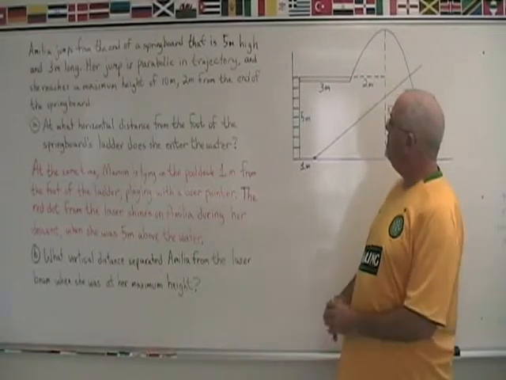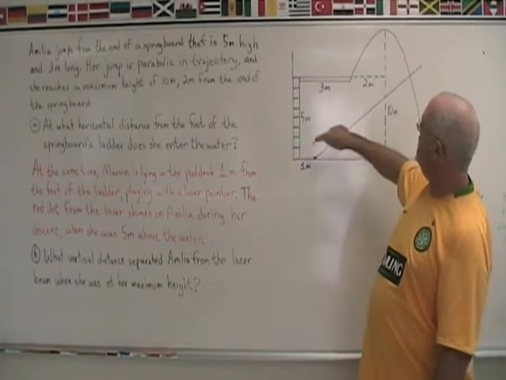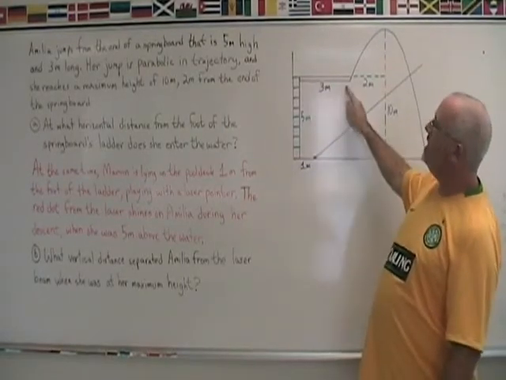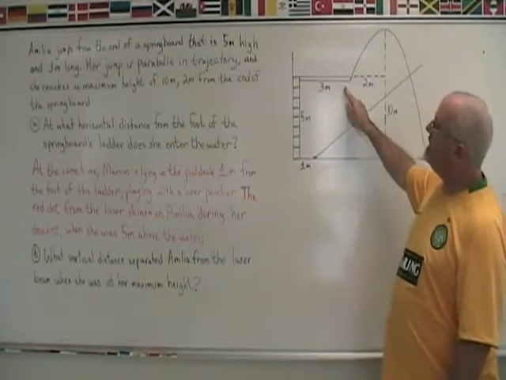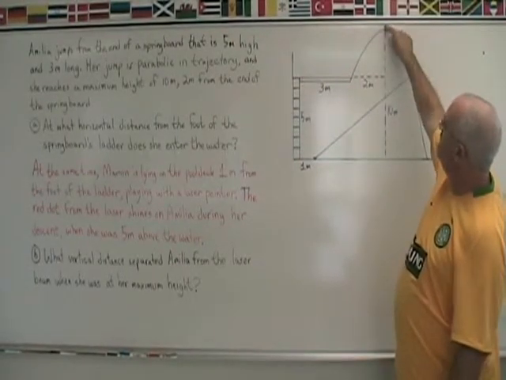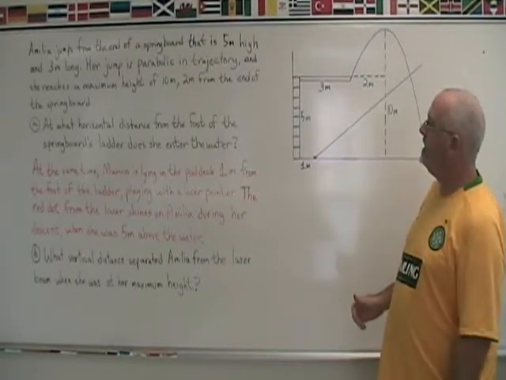In this word problem, Amelia jumps from the end of a springboard that is 5 meters high and 3 meters long. Her jump is parabolic in shape, and she reaches a maximum height of 10 meters, 2 meters after leaving the end of the springboard.